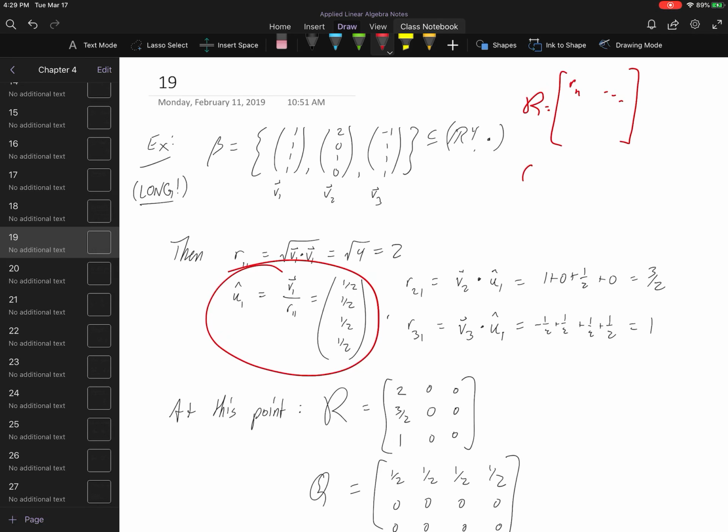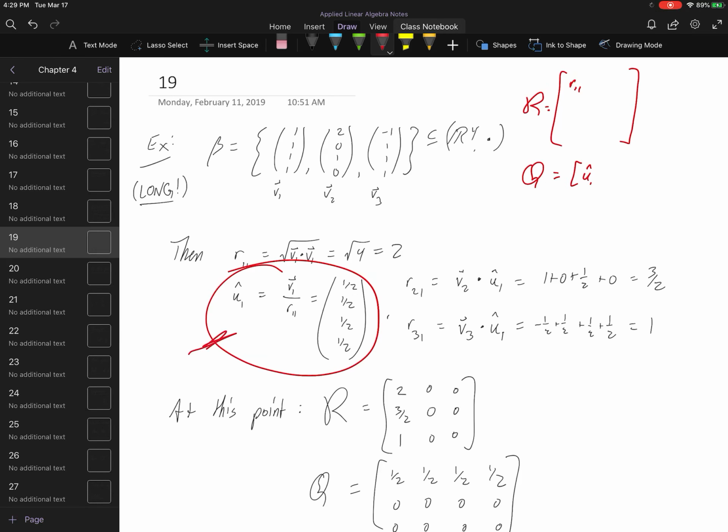Right? And that should actually be, so let me make sure I label these. So R is this guy, and Q is the first vector here, U1 hat. And that's all we have right now. That is not an Rn, that is an R11. Okay? What we need to do next is drop down to the next row, right?